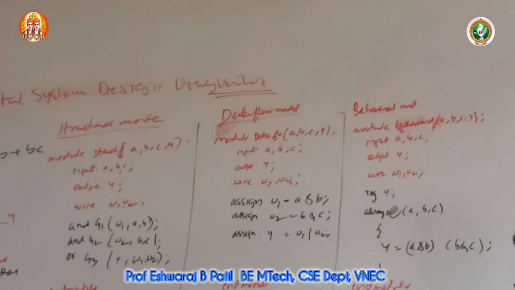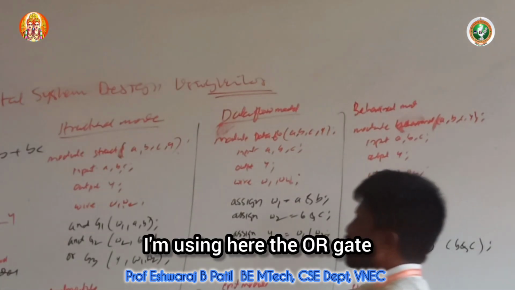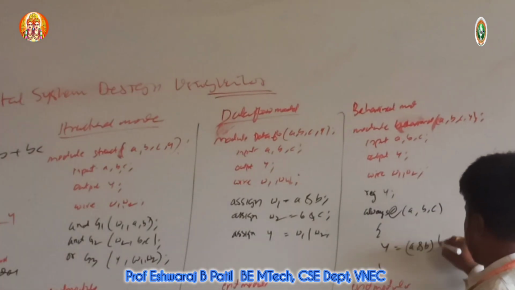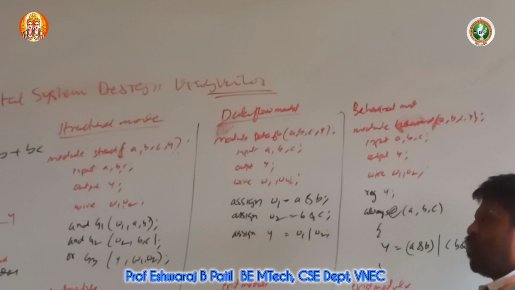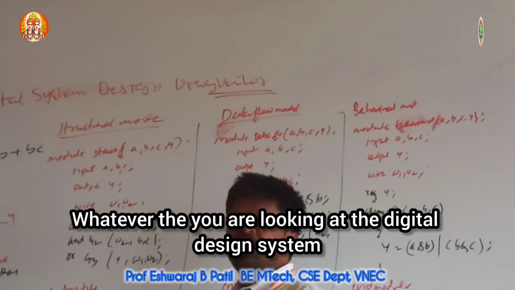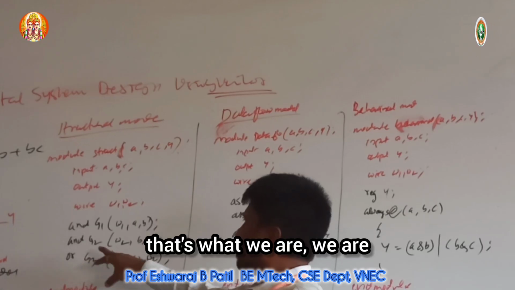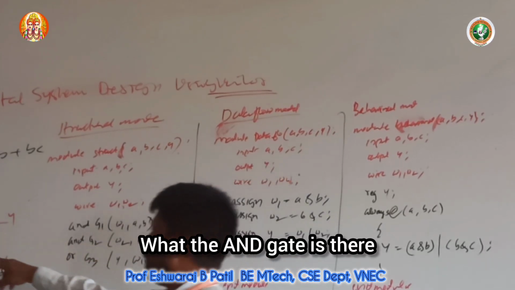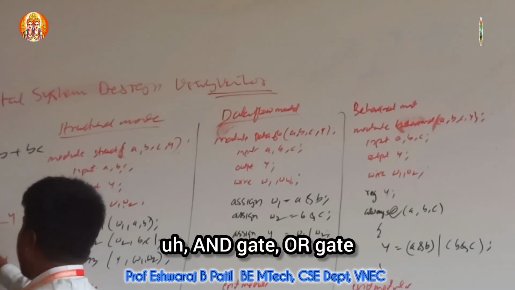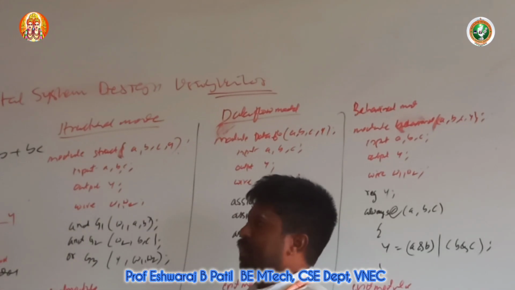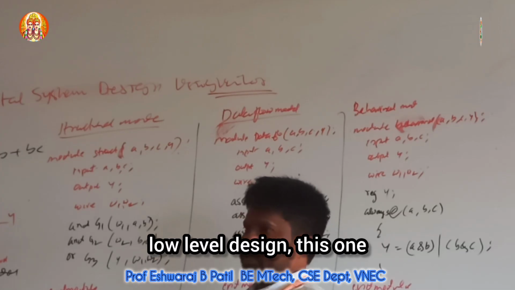But what I am using here is the OR gate. For the OR gate, I am using a straight line. Here you can observe there is no abstraction. Whatever you are looking at in the digital design system, that is what we are expressing in words: the AND gate, the OR gate. I am giving the names directly as they are, and also defining the wires. There is no abstraction. This is very low-level writing of the program, a low-level design.